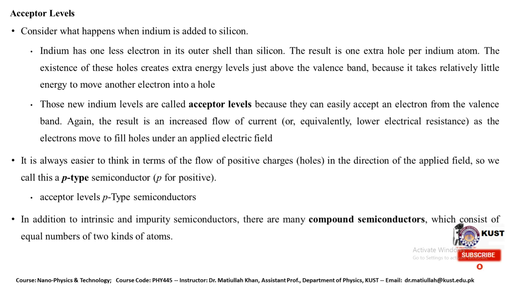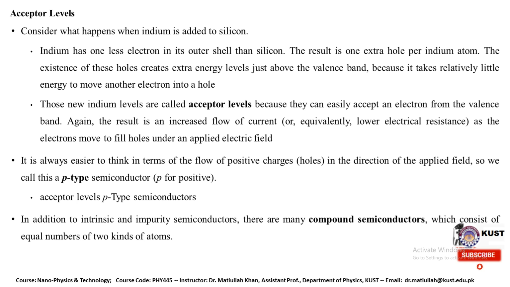Indium has one electron fewer in its outer shell than silicon. So what happens? The result is one extra hole per indium atom. The existence of these holes creates an extra energy level just above the valence band, because it takes relatively little energy to move an electron into a hole. These new indium levels are called acceptor levels because they can easily accept an electron from the valence band.